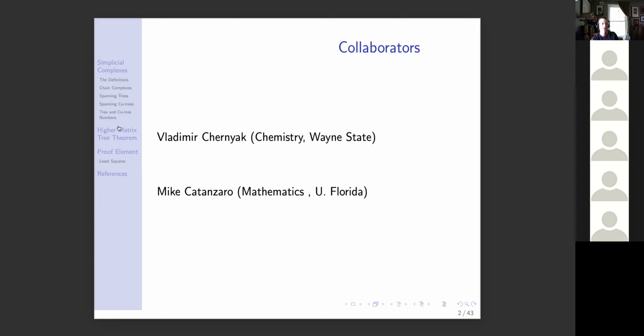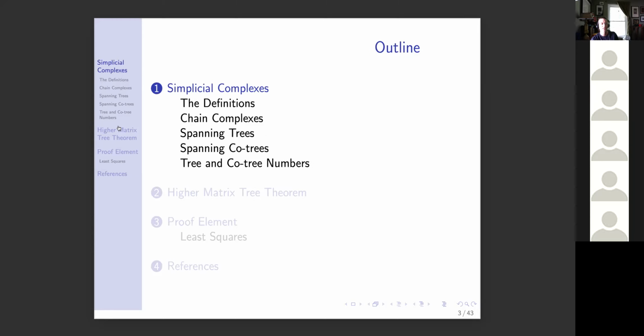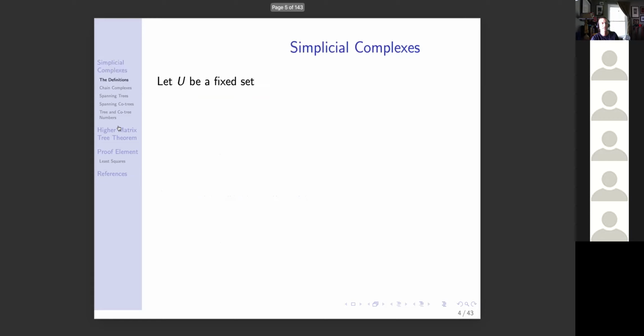Okay, so I'm going to start off talking about simplicial complexes, and I'm going to define all these different terms. And in the second part, I'm going to talk about the higher matrix-tree theorem, and then I'm going to mention some things about the proof. Okay, so let me get started.